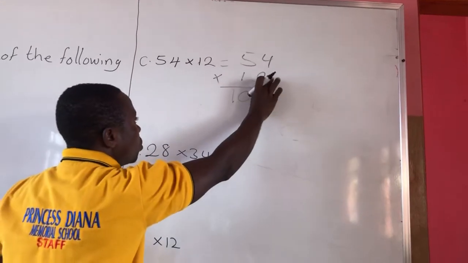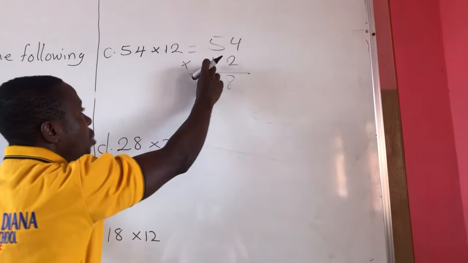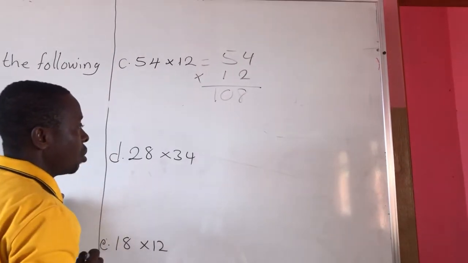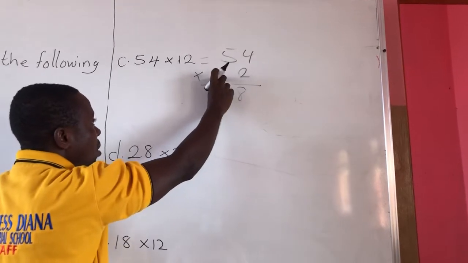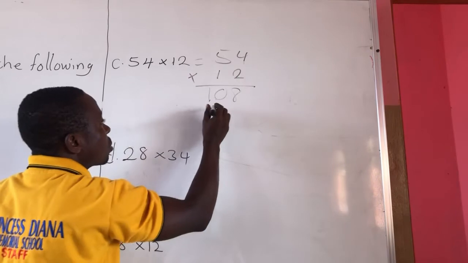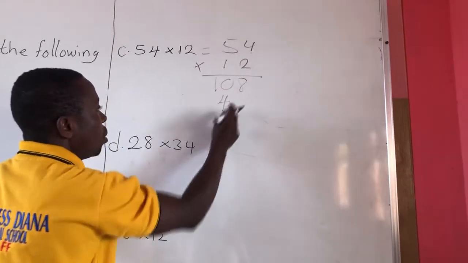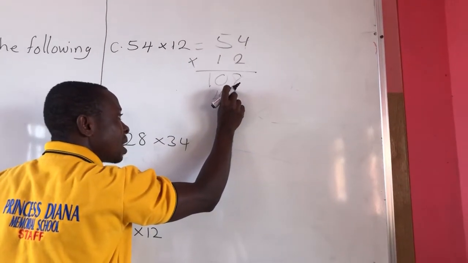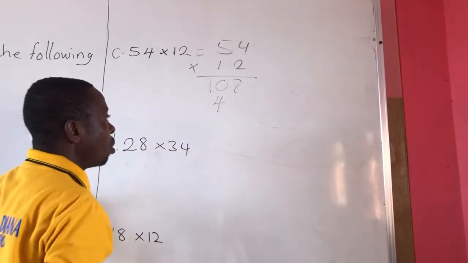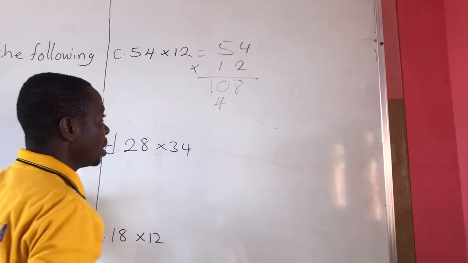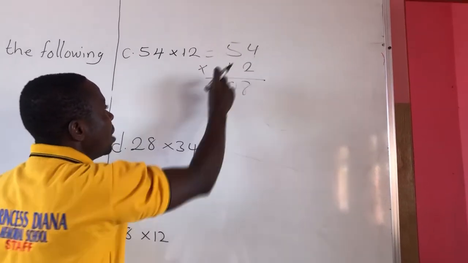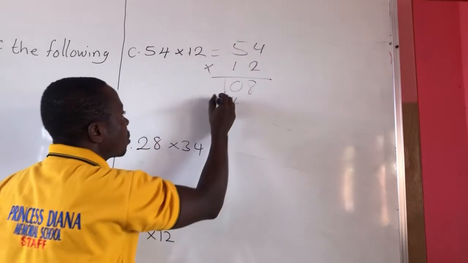Now we are done with the 2. We are moving on with 1. When you start with 1, the first answer you have to write it under tens, because the 1 is under tens. So 1 times 4 is 4. Write it there. Don't go and write it under the 8. When you write it under the 8, you are going to get a wrong answer. Always write it under the tens. Ones under ones and tens under tens. Then 1 times 5 will give us 5.